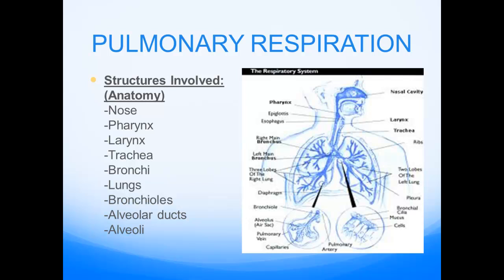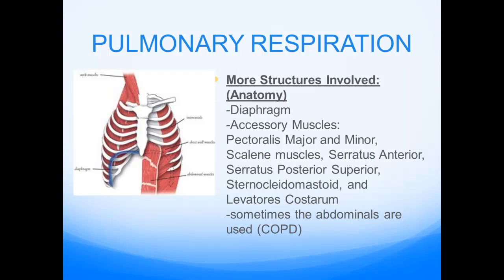There are many structures involved with the anatomy and physiology of respiratory mechanics. The structures are the nose, pharynx, larynx, trachea, bronchi, lungs, bronchioles, alveolar ducts, and alveoli. Some additional and important structures involved with pulmonary respiration are the diaphragm and several accessory muscles, including the pectoralis major and minor, scalene muscles, the serratus anterior and posterior superior, the sternocleidomastoid, and the levator muscles.